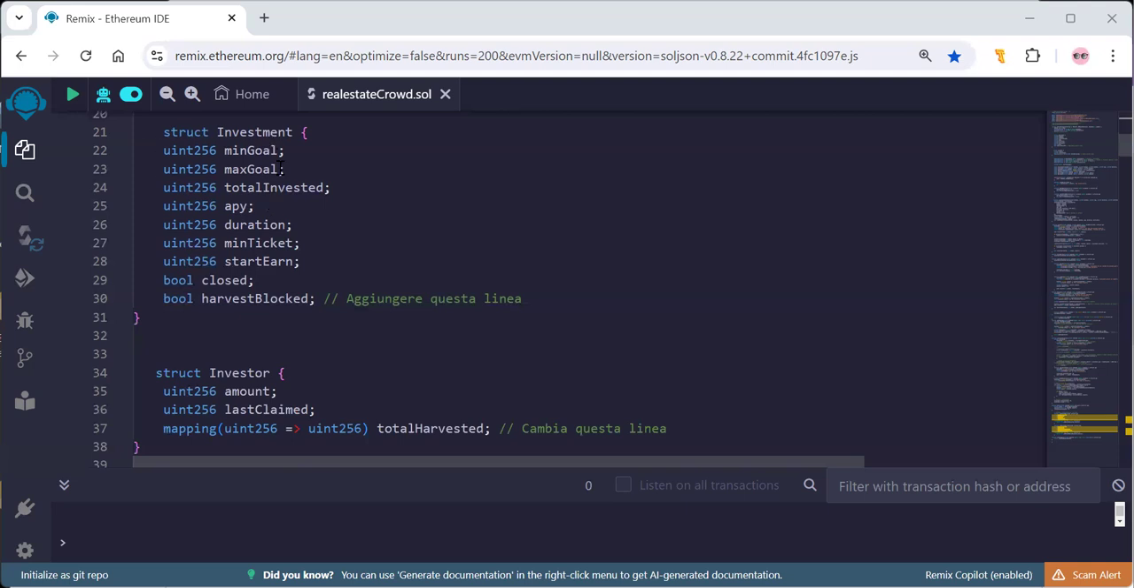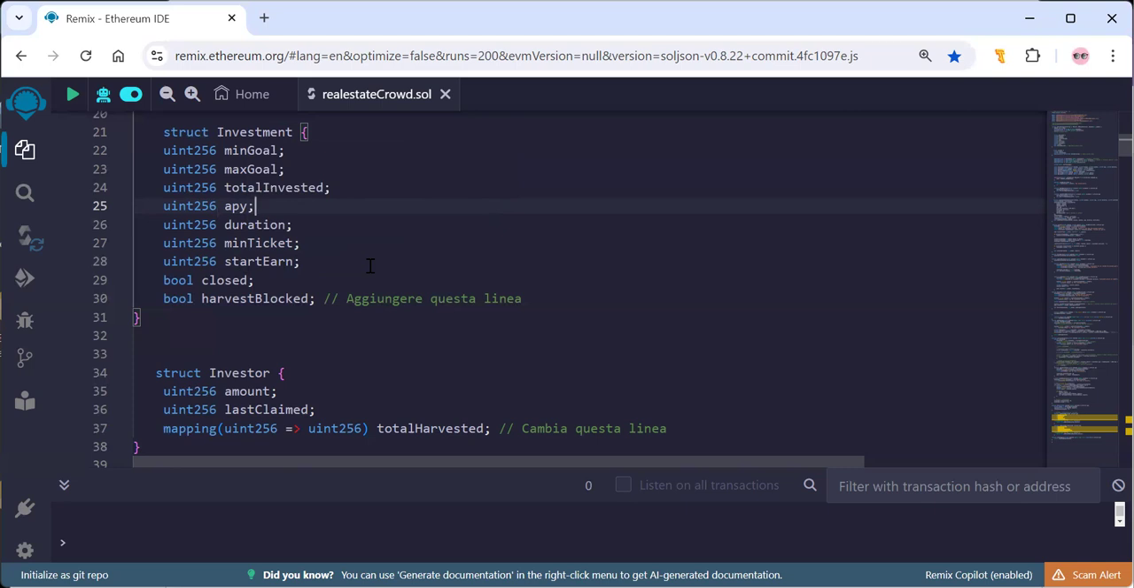For example, investment is the first one, where we have the minimum goal, maximum goal, the total invested, which means how much the NFT collected in dollars. Then the APY, that is a percentage, that means the interest per year that we have from this investment. The duration could also be more than 1 year, and minimum ticket, and start to earn, that is the timestamp from which the investment starts to earn.